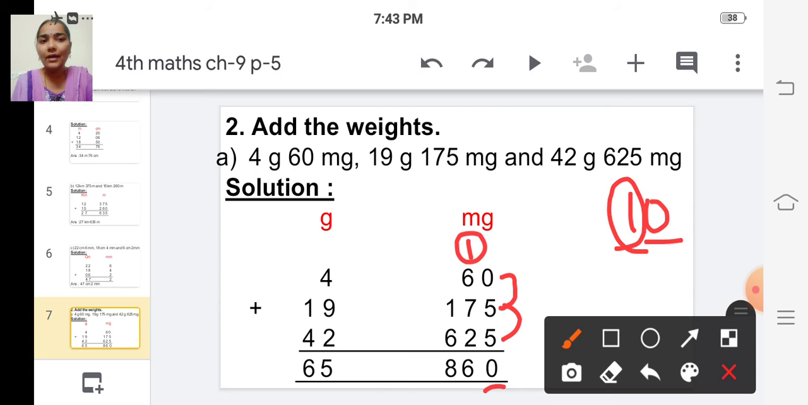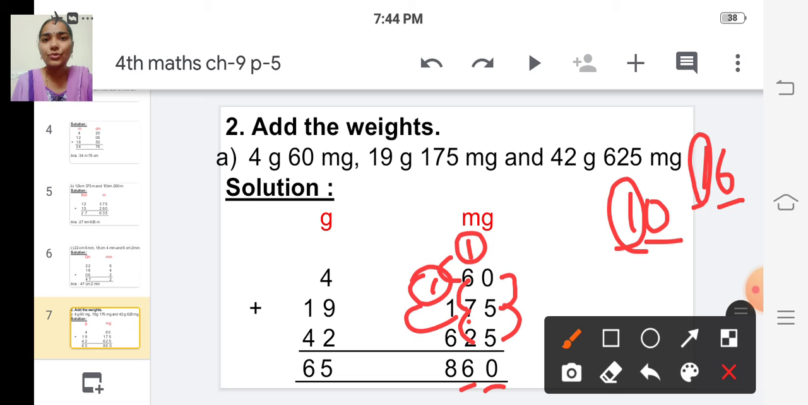Okay, and now add 1 plus 6 is 7 and 7 plus 7 is 14. 14 plus 2 is 16. So 16 is also a 2-digit number. So write the 6 in the answer and carry over this 1 to the next place. Okay, and add now 1 plus 1 is 2 and 2 plus 6 is 8. Okay, now coming to this gram, add 4 plus 9 is 13 and 13 plus 2 is 15.